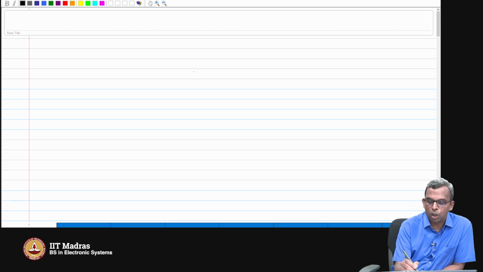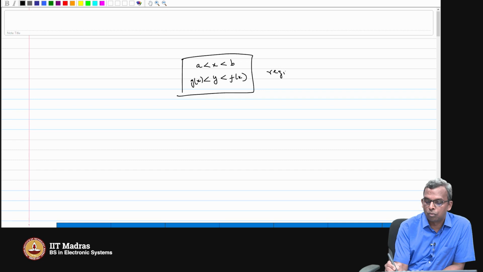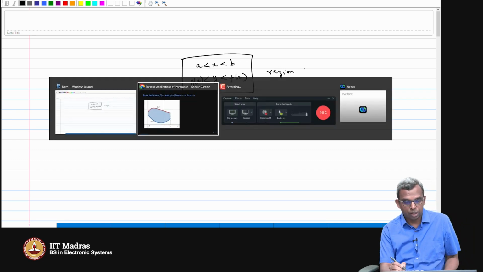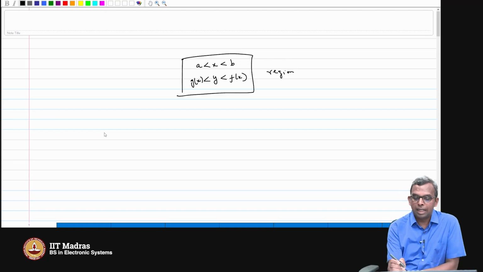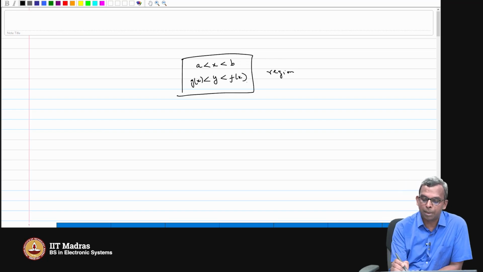That region that you just saw has this basic simple description, which is x is between a and b, and then y is between g of x and f of x. So, this describes the region that is shown here. x is greater than a and less than b, and then y is less than f of x and greater than g of x. You will see in general any region is usually described by these kinds of inequalities. So, these inequalities describe regions.